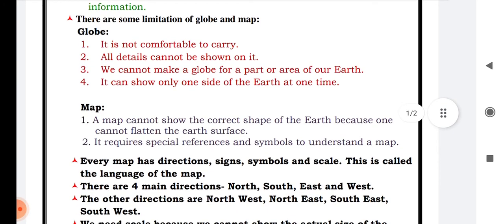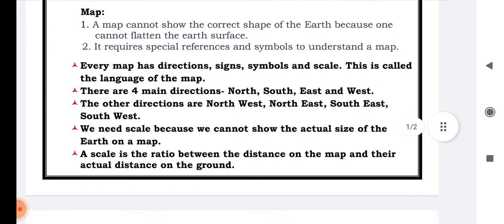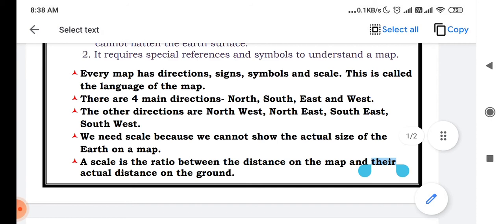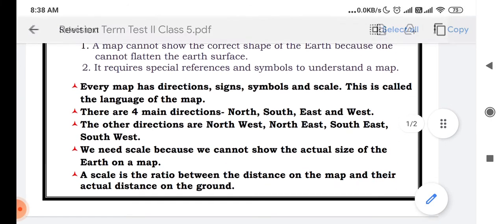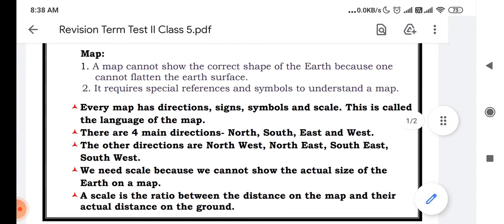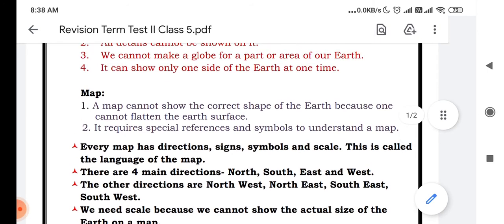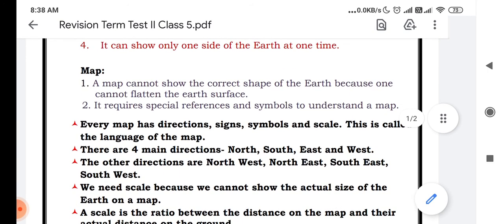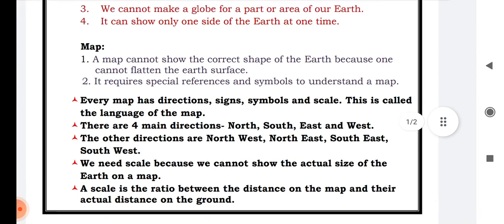A map cannot show the correct shape of the earth because one cannot flatten the earth's surface. As we all know, Ferdinand Magellan proved that the earth is round in shape. So when we talk about the earth through the map, we find that it is flattened in shape. So first of all, it cannot show the correct shape, and secondly, because one cannot flatten the earth's surface.